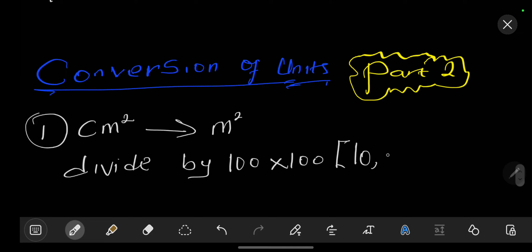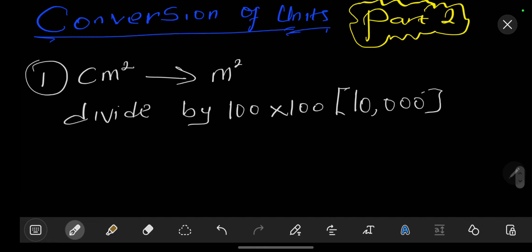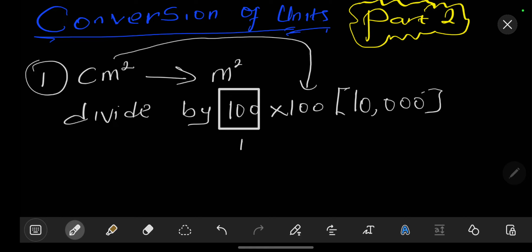Now, let me explain something important to you. If you recall, to convert from centimeter to meter, we only had to divide by 100. That is only one of the hundreds. Here we're dealing with square. Since we're dealing with square, it will involve a second hundred. So it means we are doing 100 two times. That is how it is done.